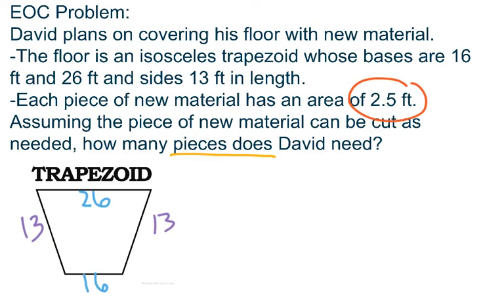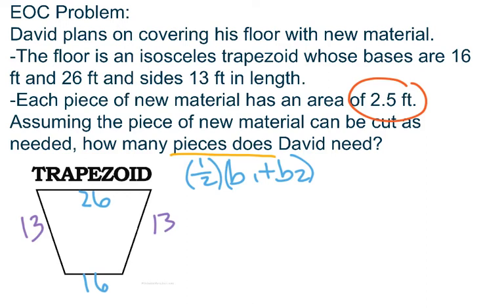So David is covering this floor. We have to know the area of it. If you'll notice, we don't have the height of the trapezoid. We have the base 1 plus the base 2, but we don't have that missing height.